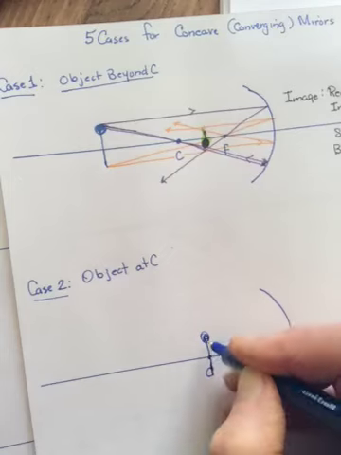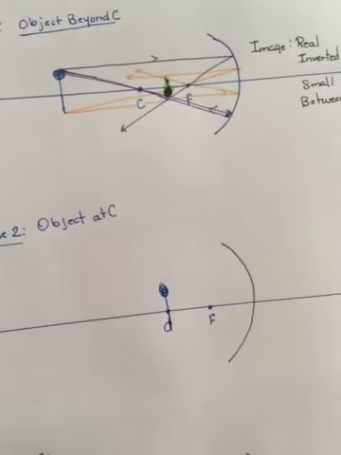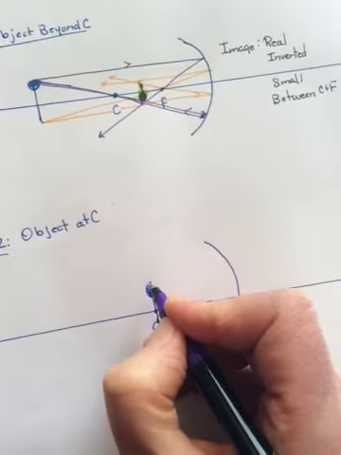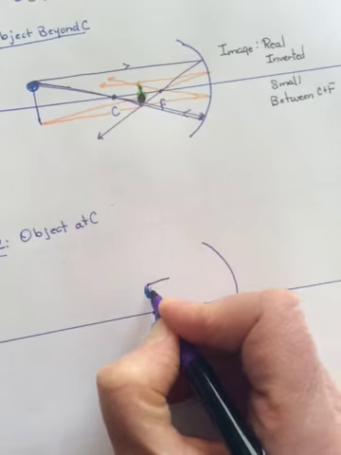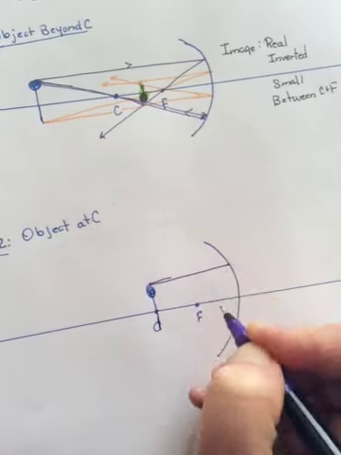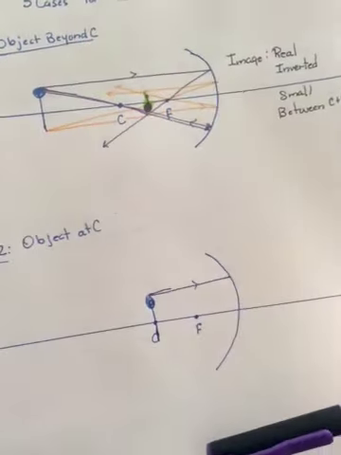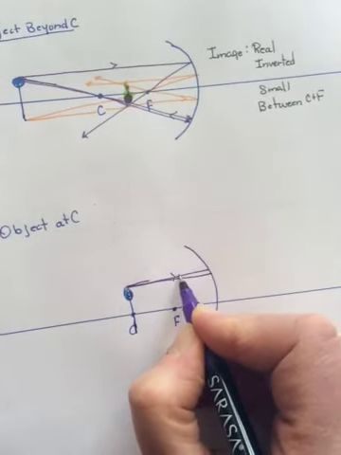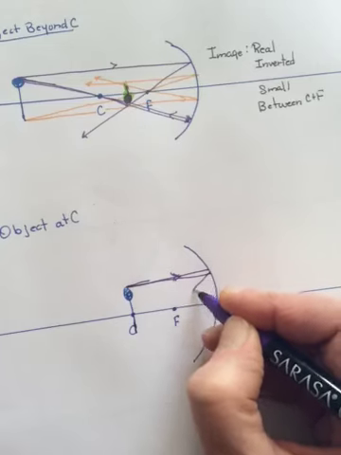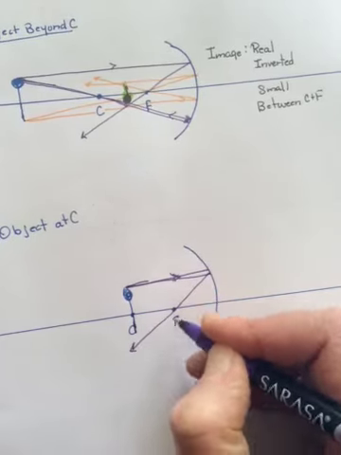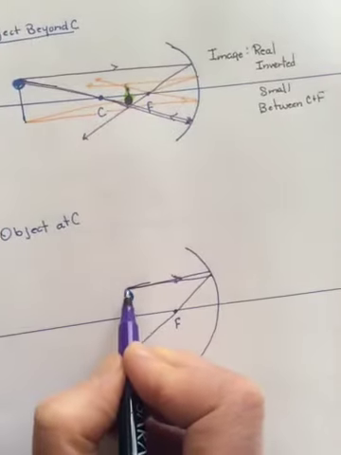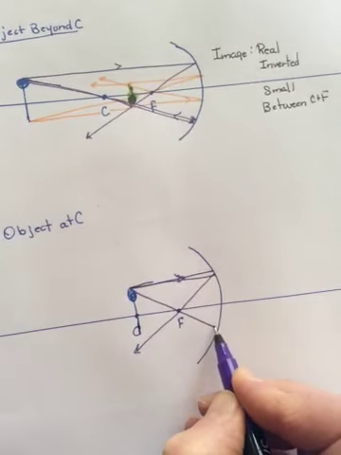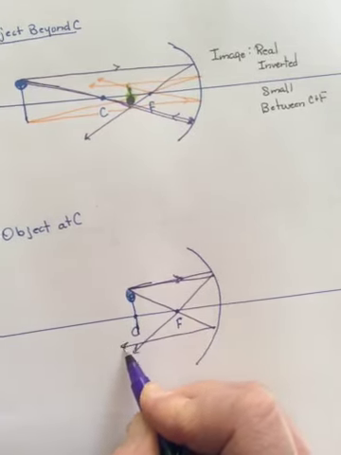Now obviously if my object is at C, I am not going to be able to use the ray going in through C. So using purple again from the top, a ray going in parallel to the principal axis. It's because my paper's slanted. It's not parallel to the principal axis. A ray going in parallel to the principal axis gets reflected so that it comes out through F. And then you would have to use a ray going in through F, gets reflected parallel to the principal axis. Okay?